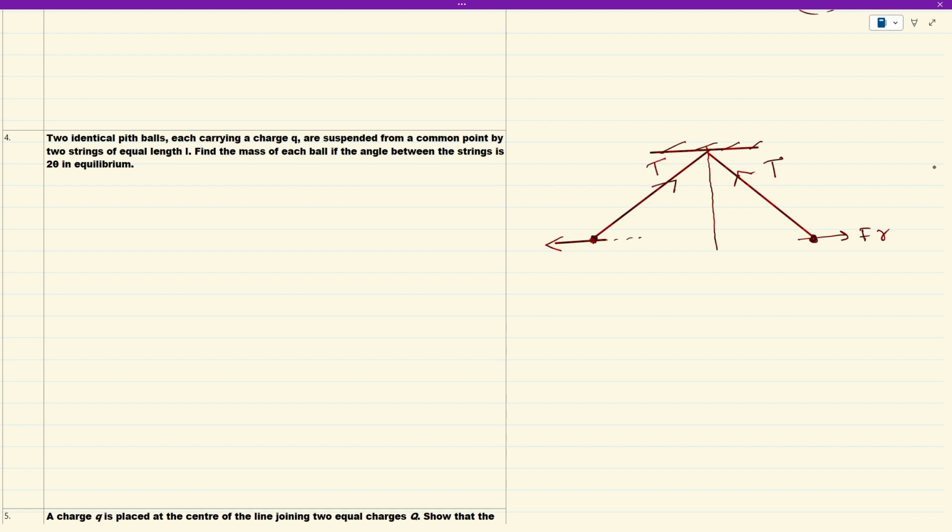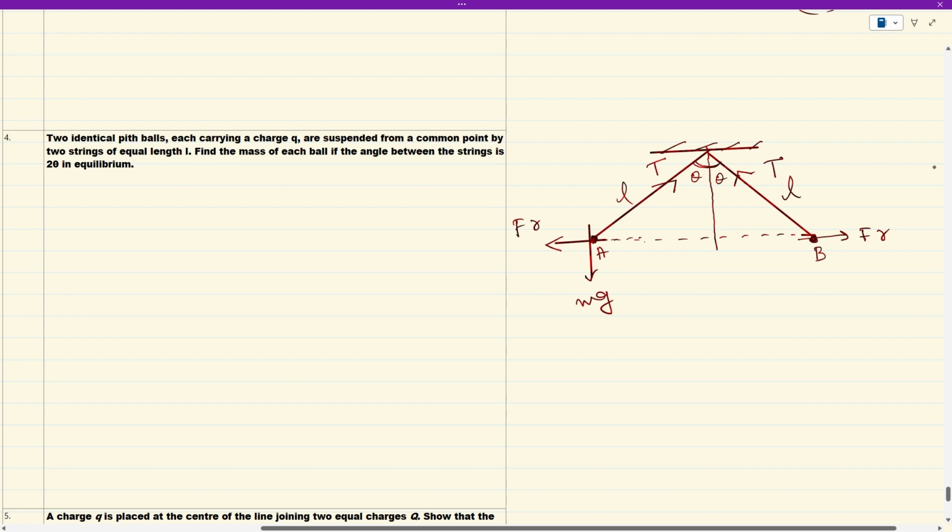This is true for both. What we are doing for this one, the mass here, the same thing is true for this. What is acting here? That weight mg, vertically downward, and Fr this way. The string length only is given, this is L, this is L; this separation is not given. Charges at A and B, what is the separation between them? But one thing is given: the two strings make 2 theta in equilibrium. So this part is going to be theta, and this part is also going to be theta.